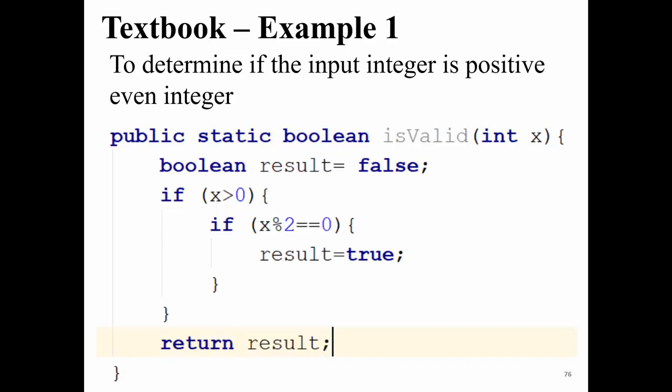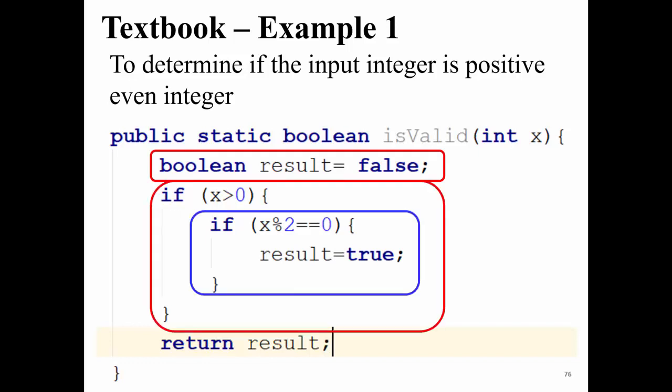Otherwise, x is greater than 0, so I will go inside and ask if x modulus 2, which means divisible by 2, is equal to 0. That is an even number. If you take any even number and divide it by 2, the remainder is equal to 0, and this will return true. So this is one implementation, checking two if statements inside each other: defining the result, then checking the if statements and returning the result.